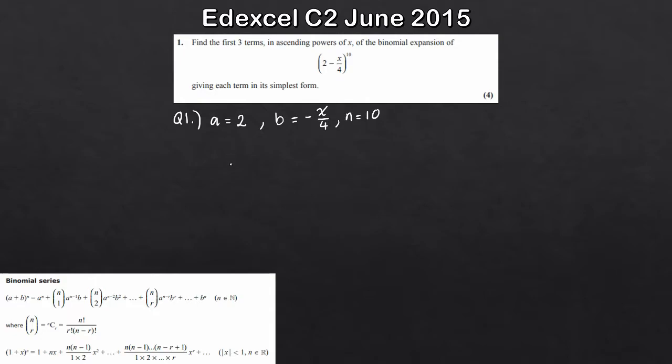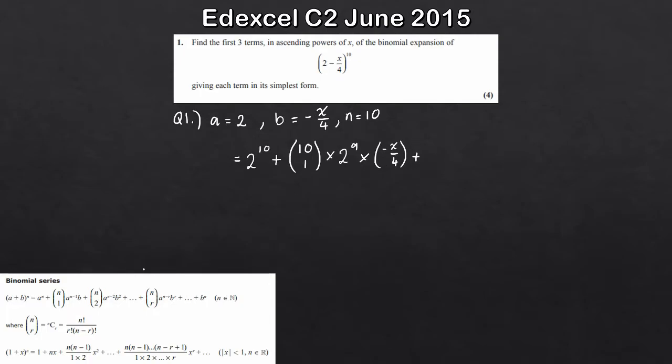So the first part is a to the n, so that's 2 to the power of 10. Then we plus n choose 1, so n is 10, so it's 10 choose 1, times a to the n minus 1, so that's 2 to the 10 minus 1, so we times that by 2 to the 9. And then we times it by b, so we times that by minus x over 4. Okay. We won't do the calculation just yet, we'll do that at the very end. Let's just write down everything we've got first.